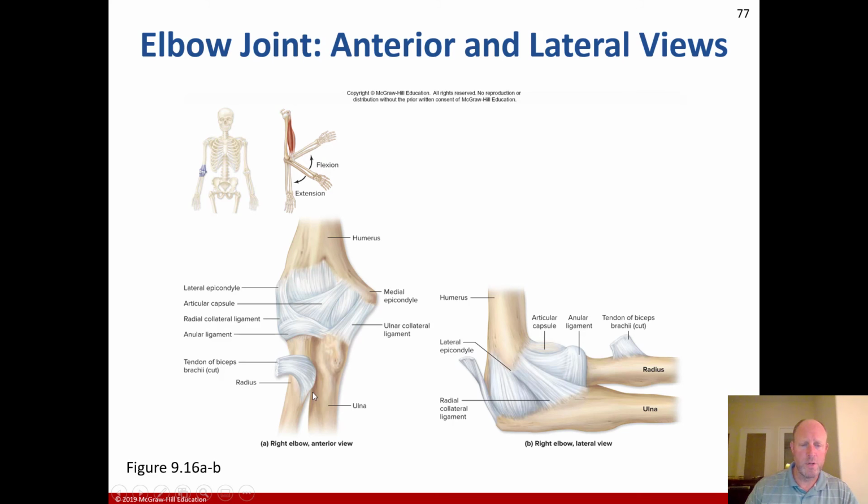And here be our humerus, and there's the ulna, the radius here, and there's the tendon of the biceps brachii, cut right through there. We have our articular capsule in here. And of course, the lateral epicondyle and medial epicondyle of the humerus, a lot of ligaments to help keep that elbow joint stable. Without that, they're going to create some great instability and pain.